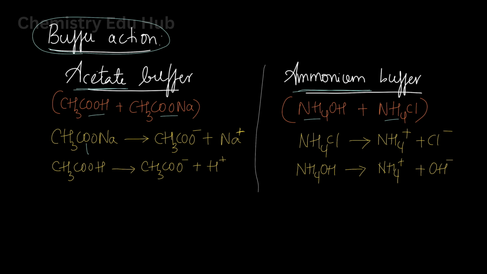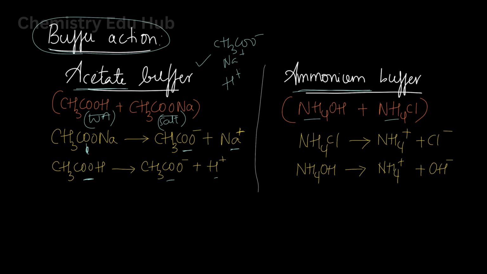Acetic acid is a weak acid. We know that a weak acid does not split completely, does not ionize completely. But sodium acetate is a salt, so it ionizes completely. Sodium acetate, when it ionizes, forms acetate ions and sodium ions, and acetic acid will split into acetate and H plus ions. So overall, in the acetate buffer, what all ions are present? Acetate ions, sodium ions, and H plus ions.